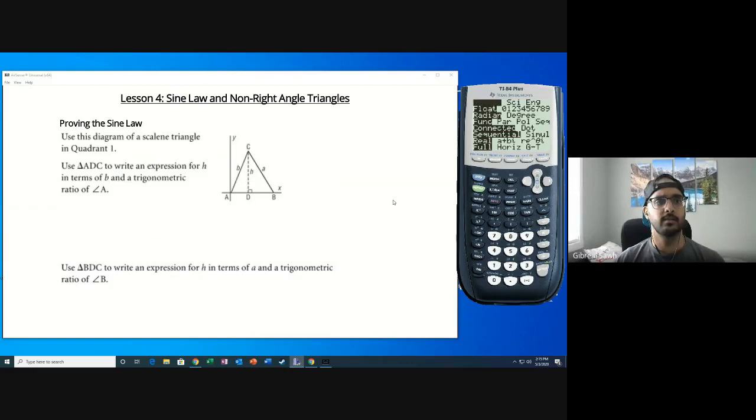Okay, for this lesson and the one for next week, just make sure that your calculators are in degree mode, not radians. So just make sure you know how to change that. And let's go talk about the sine law.